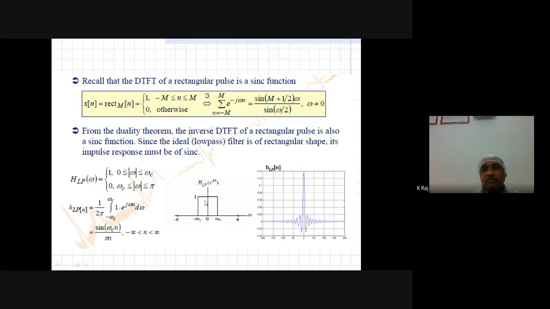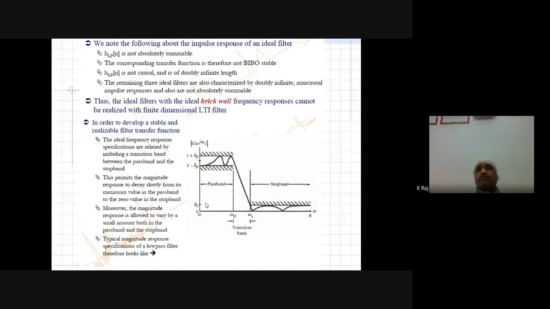Again repeating, this is the mathematical representation of the ideal low pass filter. This is the corresponding graphical representation of the ideal low pass filter in the frequency domain. And if we apply the inverse discrete time Fourier transformation to achieve the impulse response in the time domain, then mathematically we can represent this as sin(omega c n) by pi n, for n from minus infinity to plus infinity. That is the sinc function, or graphically we can represent the impulse response of the ideal low pass filter whose frequency response is given by this one.